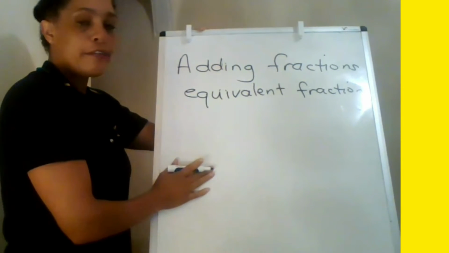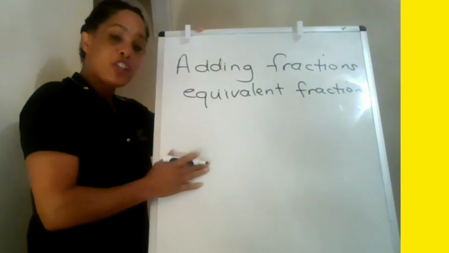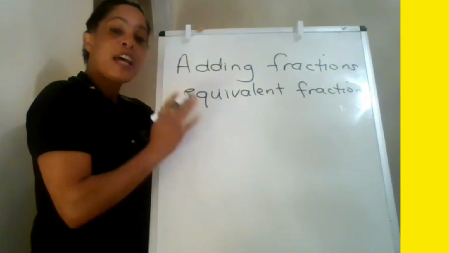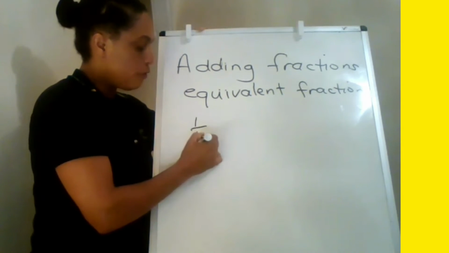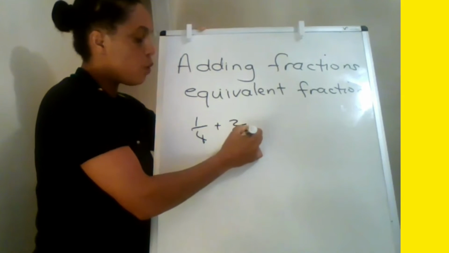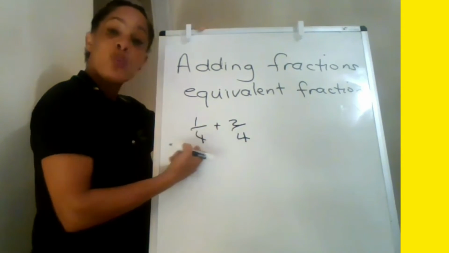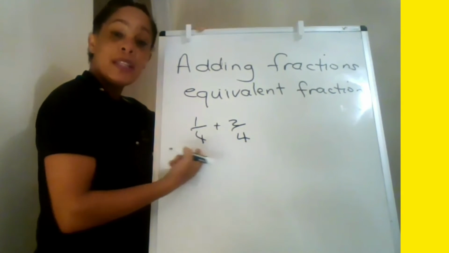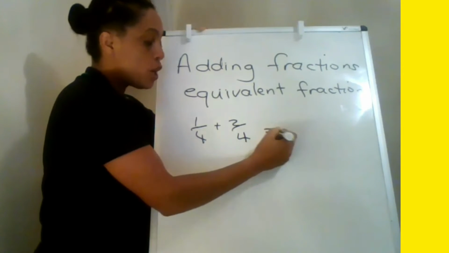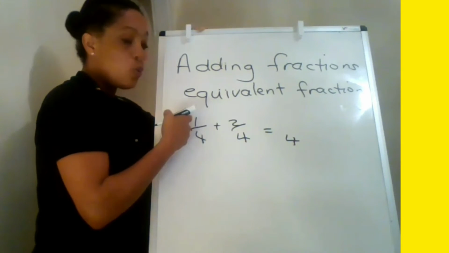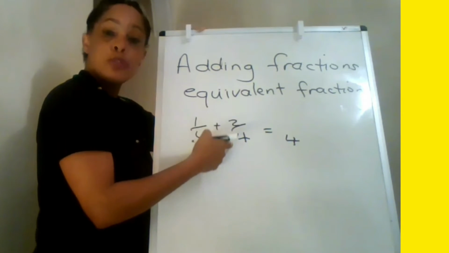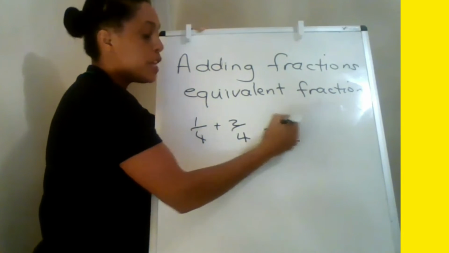Now, adding fractions. To add fractions, we must make sure that the fractions have the same denominator. So 1 over 4 plus 2 over 4, that's quite okay because the denominators are the same. What you do is keep the denominator and add the numerators. So 1 out of 4 plus 2 out of 4 gives us 3 out of 4.